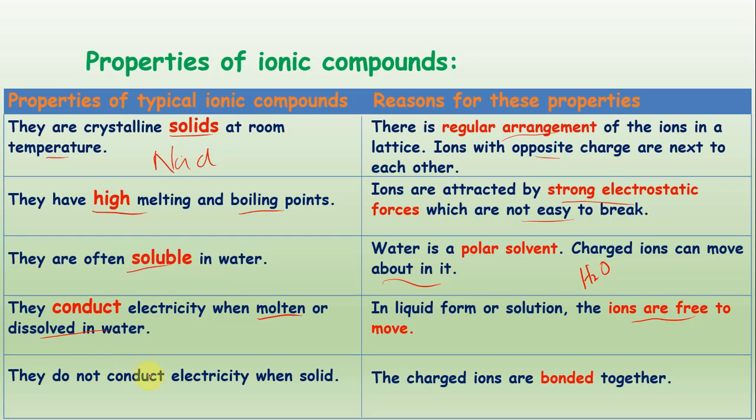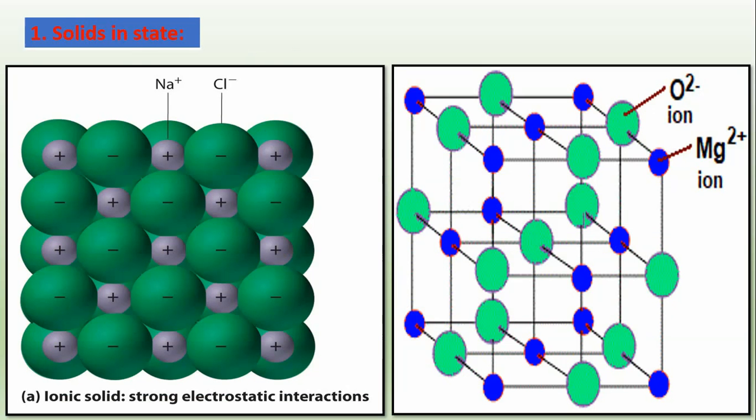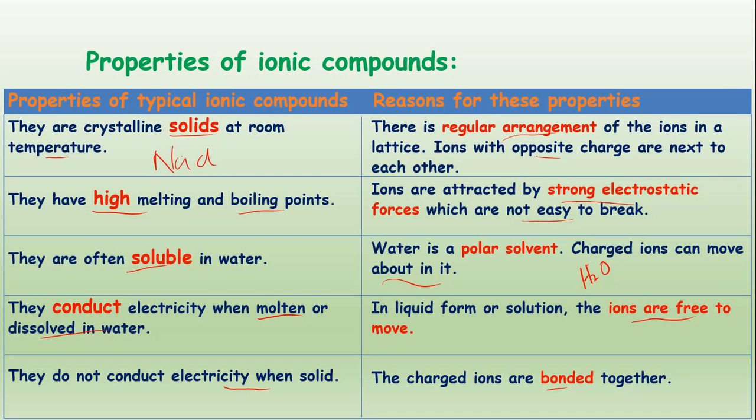Last point, they do not conduct electricity when they are solid. The charged ions are bonded together. Now look at this diagram, they are not free, they are in solid state, so they are tightly packed with one another. That is the reason they are not conducting heat and electricity. So this was the topic related to what a chemical bond is, why a chemical bond is formed, and the one type which we have discussed here, that is the ionic bond.